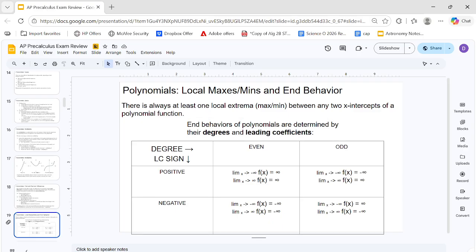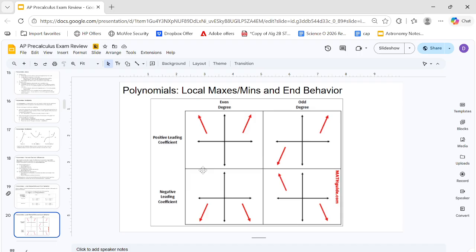Okay, so yeah, here I think this is best at showing this. The end behavior of polynomials is determined by the degree and leading coefficient. So that's good to know.